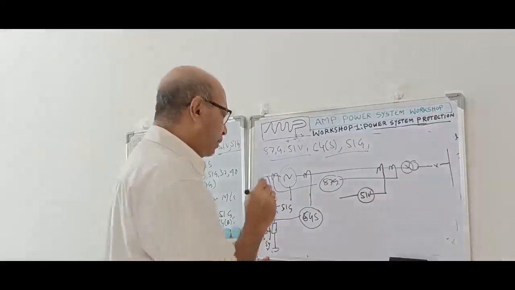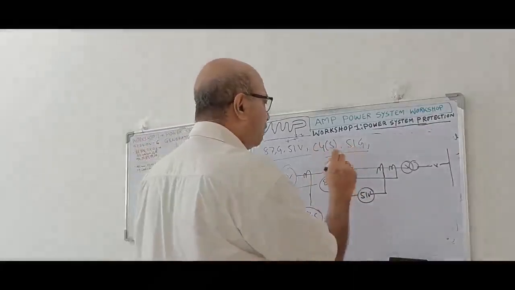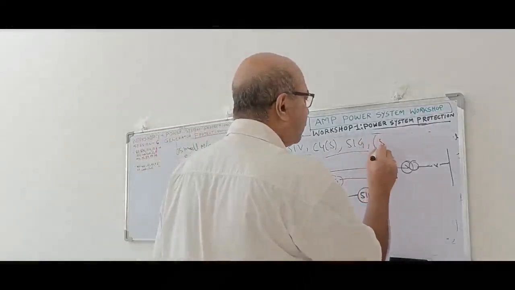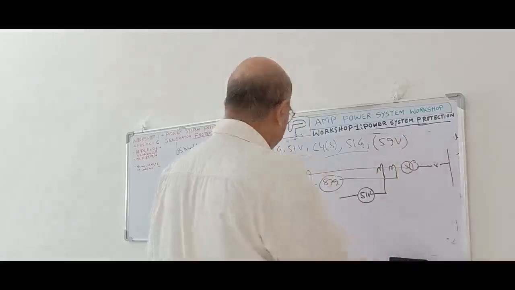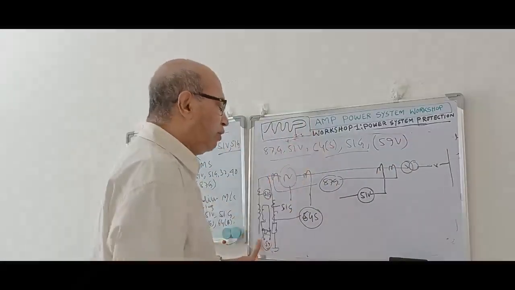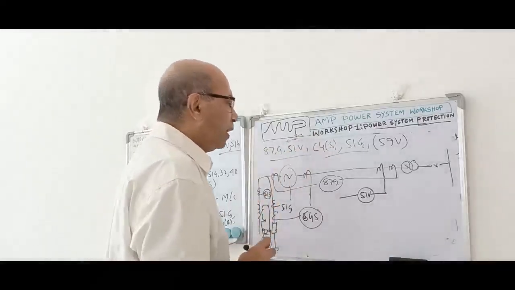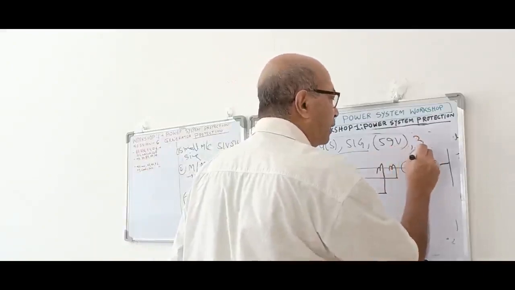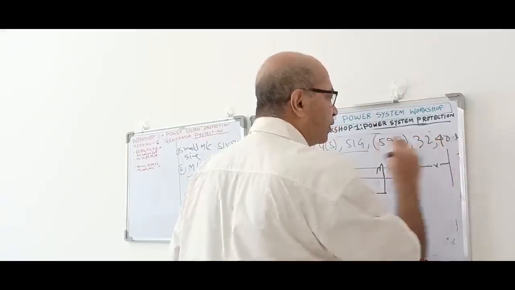Then what is the other protection? In the case of 51G, and if it is a distribution transformer, we can provide 59V also, overvoltage protection over here. If it is a distribution transformer, along with 51G we can provide that. Now as it is running in parallel, what we have to do is give the same 32 reverse power, and 40 loss of excitation.